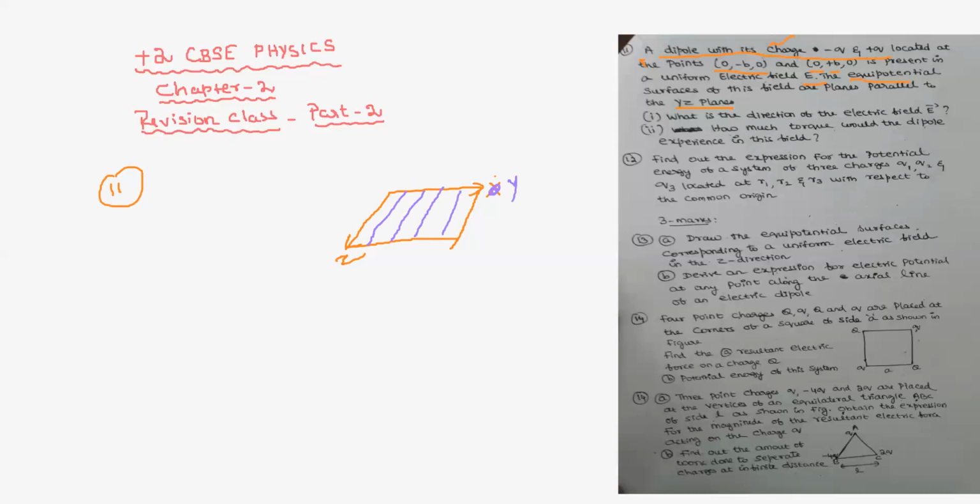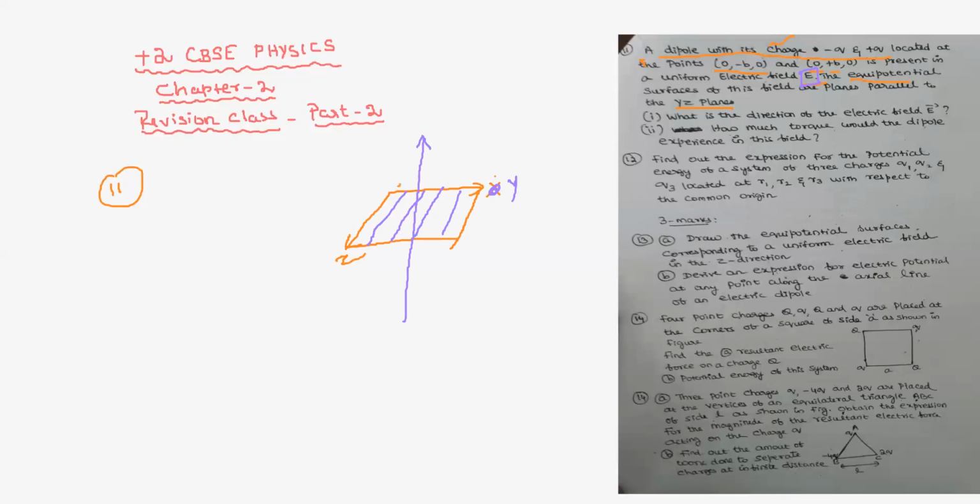We don't know the direction of the electric field. But the equipotential surface lies in the YZ plane, which means the electric field will be perpendicular to this plane, because equipotential surfaces due to electric field E will be perpendicular to the field. Therefore, our electric field should be along this axis, which is the perpendicular axis to the YZ plane. That axis is nothing but the x-axis.